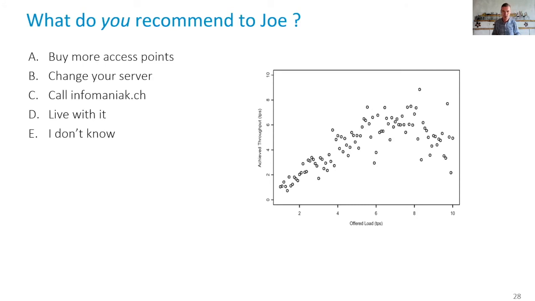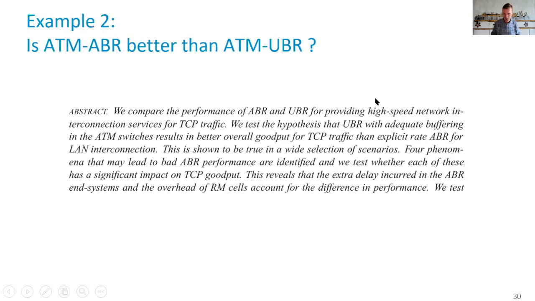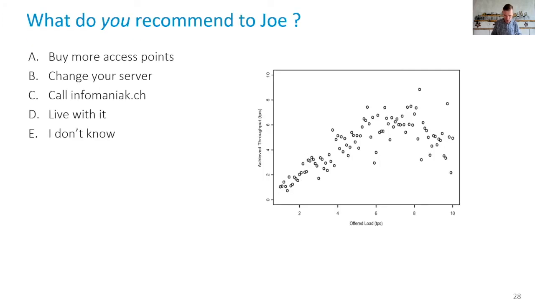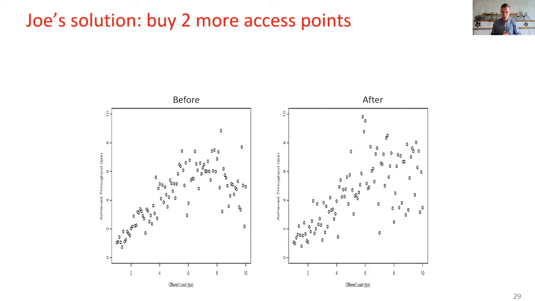So let's see what you recommended to Joe. I close the poll in 1 second. And we have a tie between buying more access points and changing your server. Well, what's the correct answer? Well, I'm not sure what the correct answer is, but Joe bought more access points. So Joe thought that the problem is in the access points. So Joe bought more access points, deployed another access point, and here's the performance obtained after the access point.